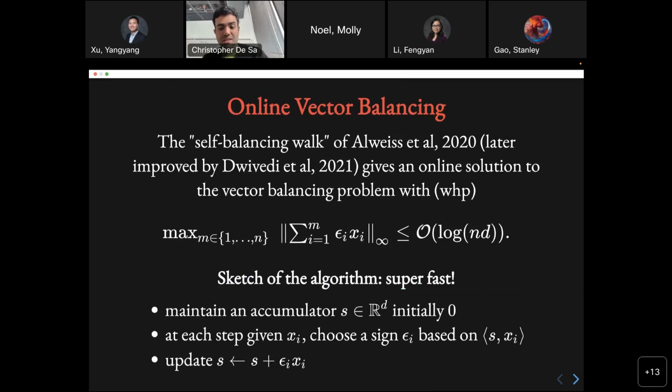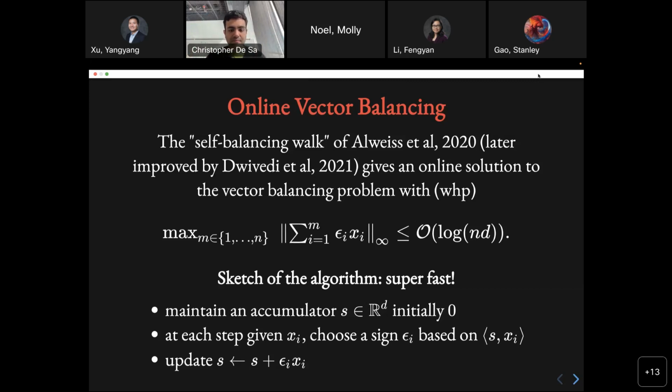And a sketch of the algorithm, which we can actually use to show that it's super fast, is that you start with an initially 0 accumulator S. At each step, when you're given a new vector xi, you basically choose the sign by first computing the inner product of xi, which is the next vector that you want to decide its sign for, and the current accumulator.